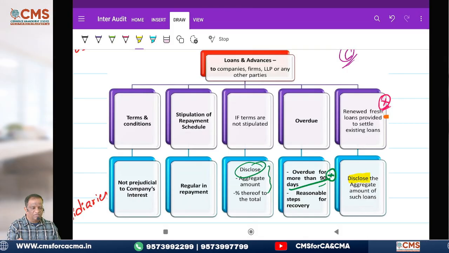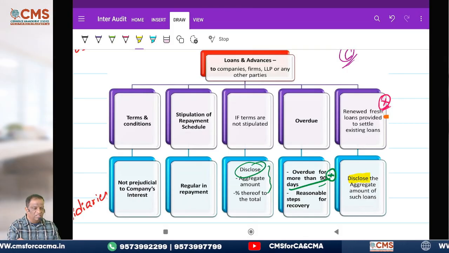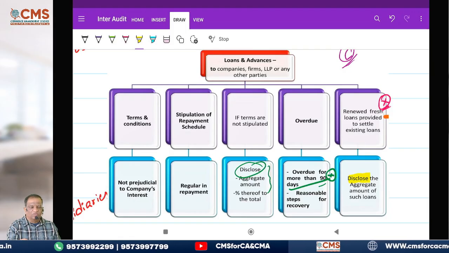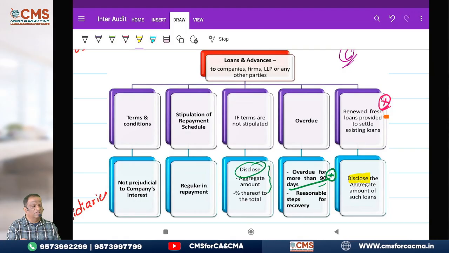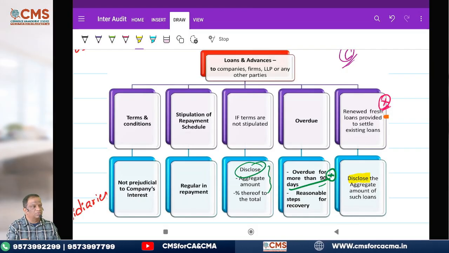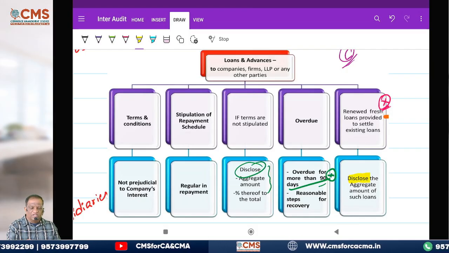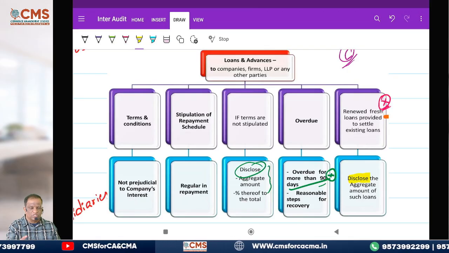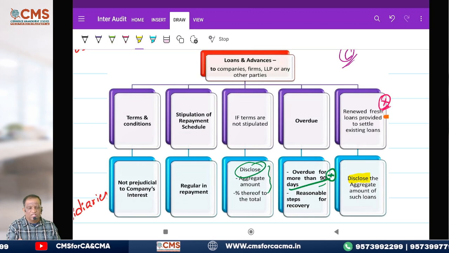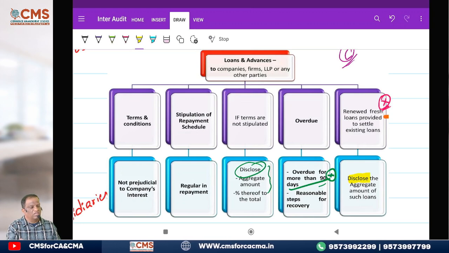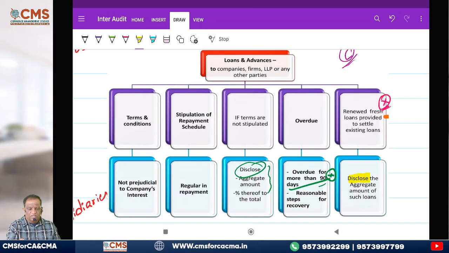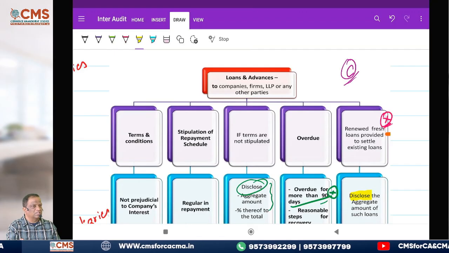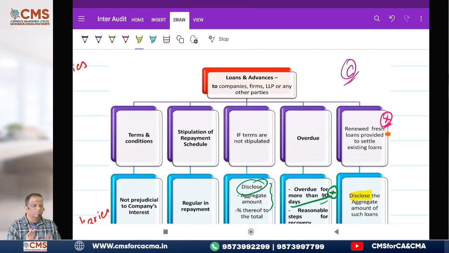Terms and conditions of the loan, whether they are prejudicial to the interest of the company, and stipulation of repayment schedule, whether the company is regular in payment. The third one, if terms are not stipulated, then disclose the aggregate amount of such loans in terms of the total. And then if it is overdue, particularly overdue more than 90 days, then whether the company has taken reasonable steps for recovery. And the last one, whether any loans were renewed and fresh loans were given in place of the old loans. That is what the auditor has to comment on. So this clause, you can mark it as a C category, whereas PPE and inventory are the most important ones.